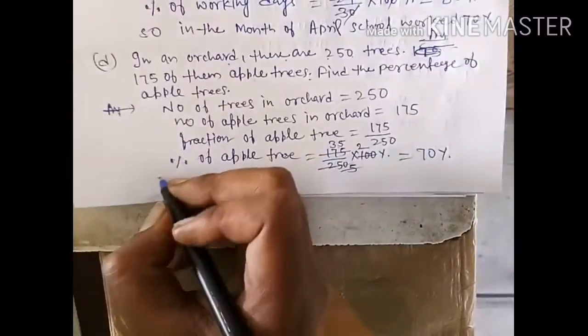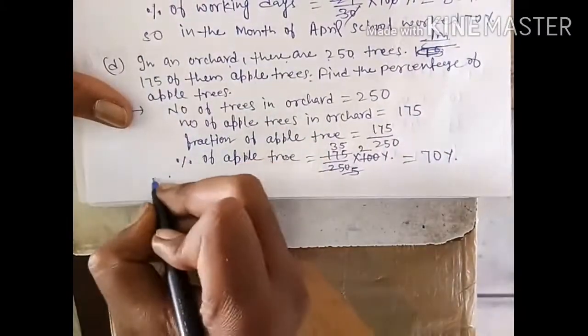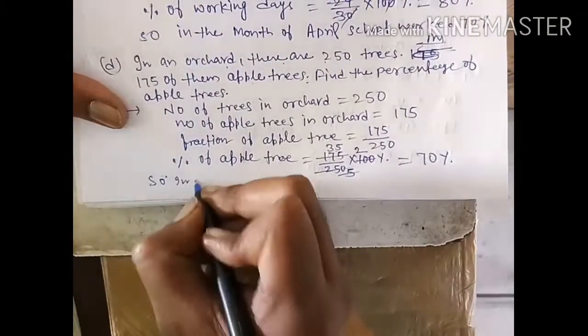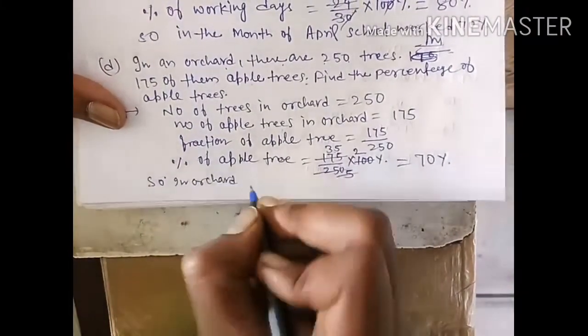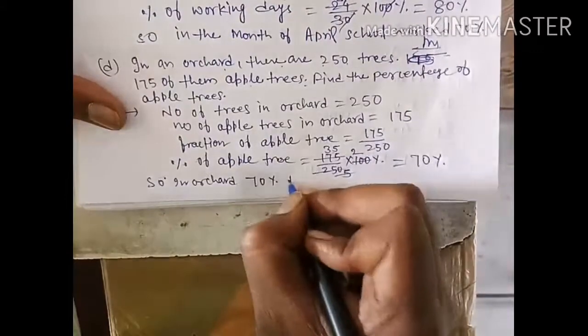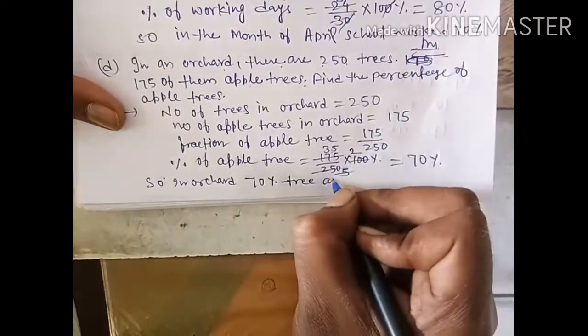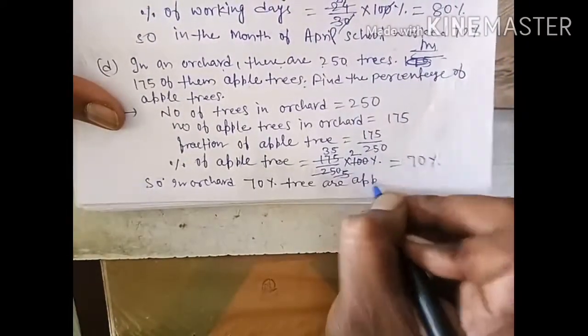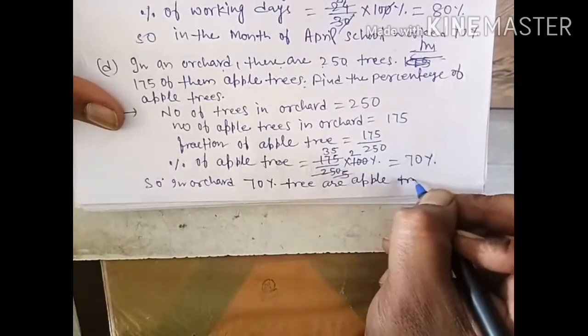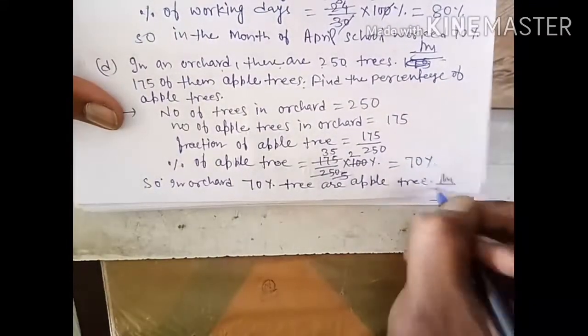So in the orchard, 70% of trees are apple trees. Today's homework: complete worksheet 3.